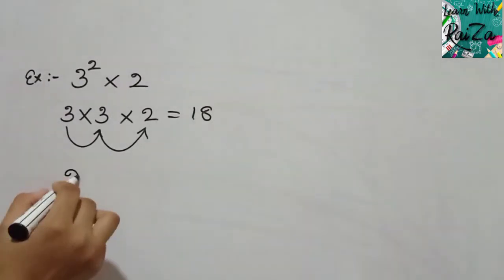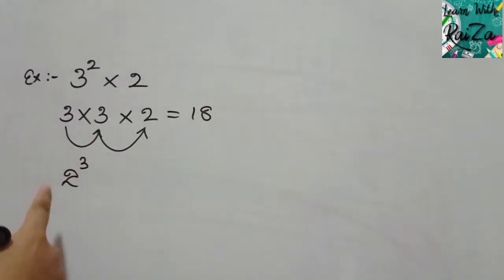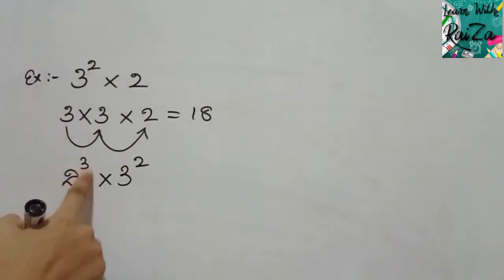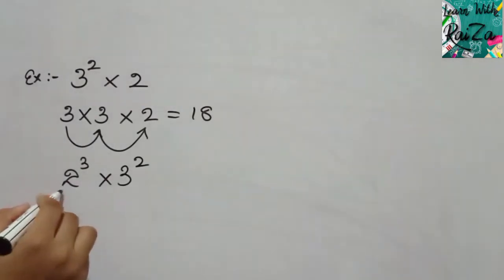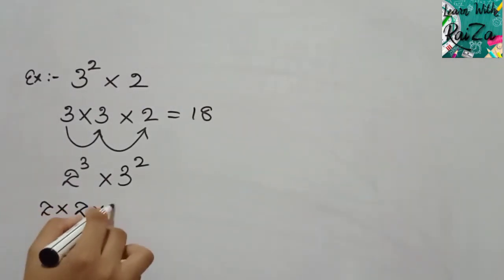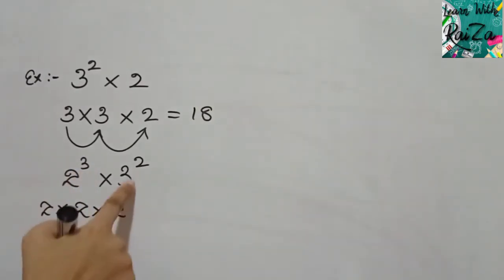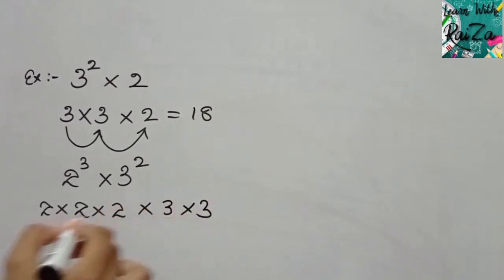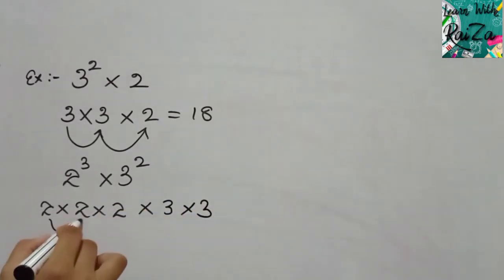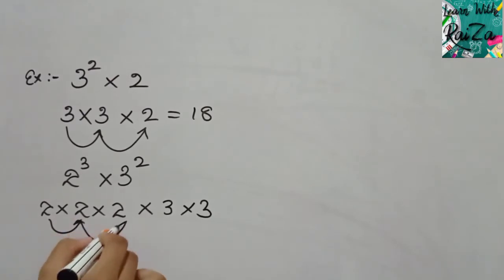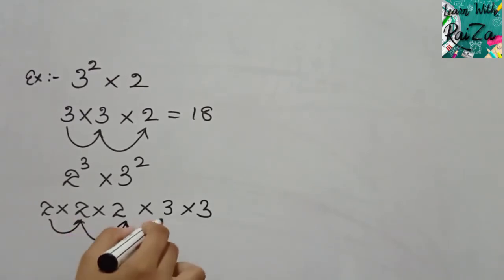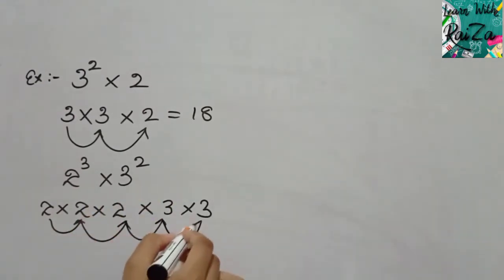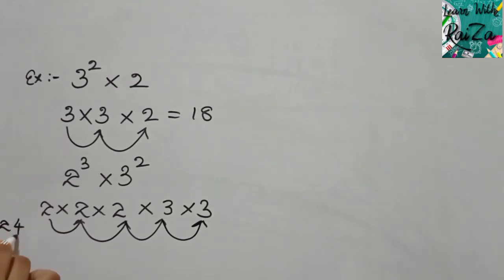Another example, 2 to the power 3. Read it with me. 2 to the power 3 multiplied by 3 to the power 2. 2 to the power 3 means, listen very carefully, 2 is written thrice because the power is 3. 3 to the power 2 means 3 written twice. Now let's multiply. 2 times 2, 4. 4 times 2, 8. 8 times 3. What is 8 times 3? 24.